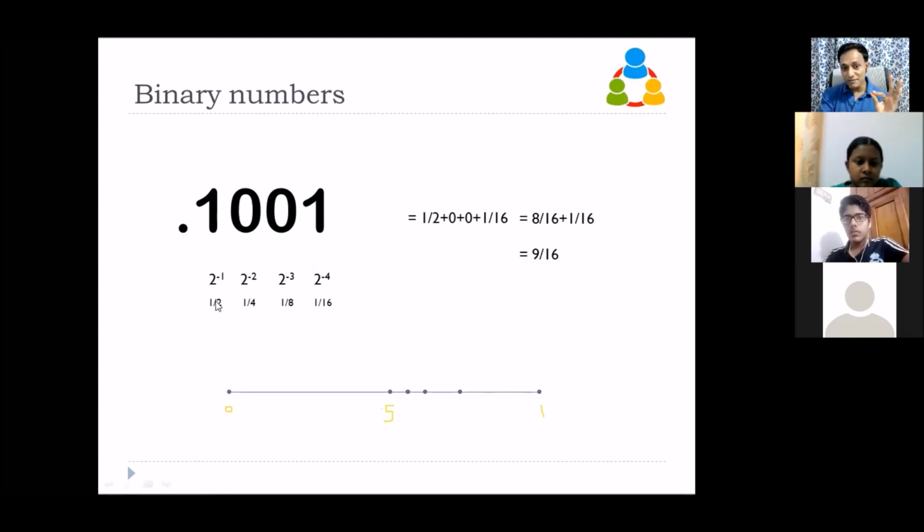With the first decimal, we are improving the accuracy by 0.5. Without this decimal, we would not have known whether it is here or here. With this first decimal, we improved the accuracy by 0.5. We know it is here. With the second decimal, we are improving by 1 by 4, that is 0.25. With the third decimal, 1 by 8, that is 0.125. With the fourth one, 1 by 16. So with each decimal, you are improving the accuracy by this much. Do you all get this?